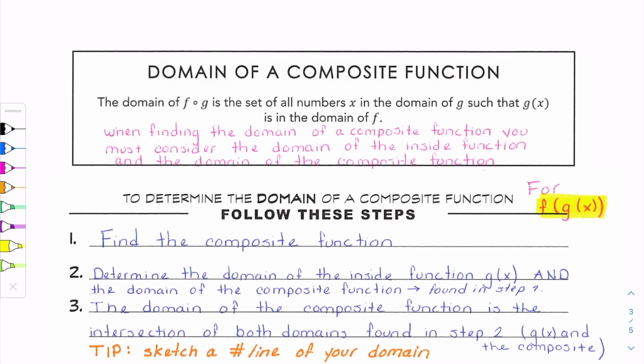All right, the domain of a composite function is the set of all numbers in the domain of g such that g of x is in the domain of f. So that sounds a little bit confusing. If you read what I have typed out here, it says when finding the domain of a composite function, you must consider the domain of the inside function and the domain of the composite function. So you have multiple steps when finding the domain.